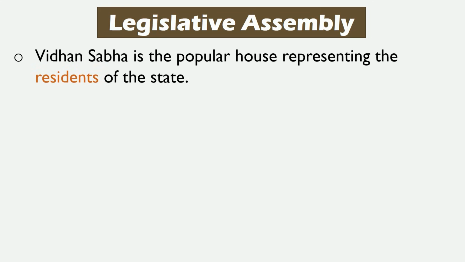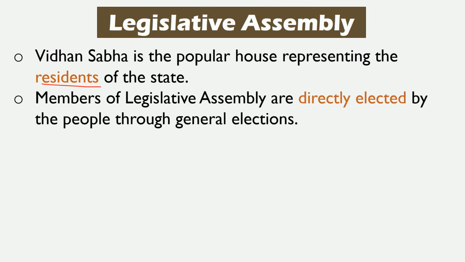The Legislative Assembly or Vidhan Sabha is the lower house of the legislature whose working resembles the working of Lok Sabha that operates at the central level. Vidhan Sabha is the popular house representing the residents of the state. The members of Legislative Assembly are directly elected by the people through general elections as per the principle of universal adult franchise. Further, at the time of elections, the entire state is divided into various territorial constituencies and one member is elected out of each constituency.